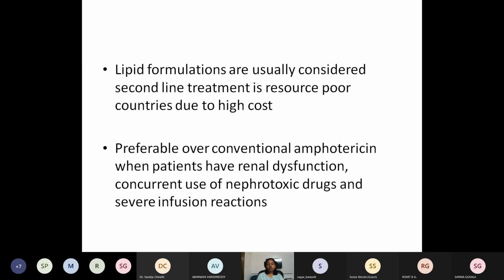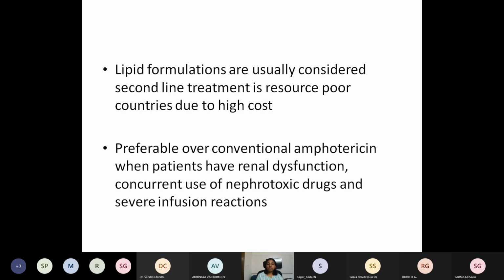when conventional amphotericin is not tolerated. In addition, we have a lot of safer, newer antifungals which are potent, such as the echinocandins and the more potent azoles. So, considering the cost of lipid formulations, these are not really considered first line treatment even today. Although for patients who develop renal dysfunction, have concurrent use of nephrotoxic drugs, or do not tolerate amphotericin B, patients respond very well to lipid formulations.